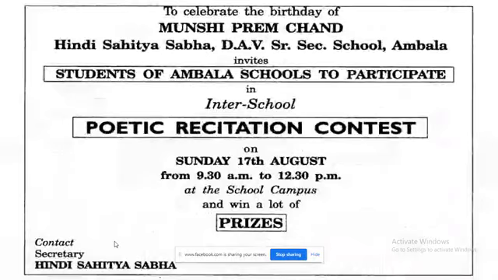Catchy slogan and jingle. So here is a poetic recitation contest. Date, time, place. Issued by, why, and everything, the information you can read. To celebrate the birthday of Munshi Premchand, Hindi Sahitya Sabha, DAV Senior Secondary School Ambala invites students of Ambala School to participate in inter-school poetic recitation contest on Sunday 17th August from 9:30 to 12:30 p.m. at the school campus and win a lot of prizes. Contact. Here contact is same like organizer and issuing agency. See date, time, place is given because it is an event.